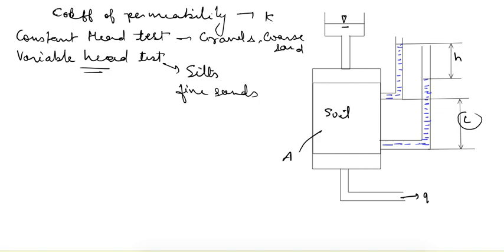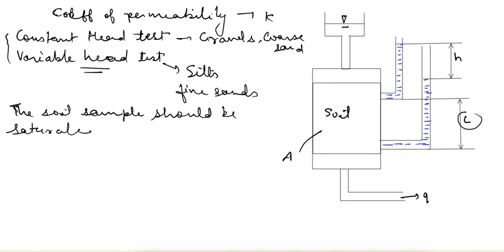A basic criterion to be fulfilled for both these tests is that the soil sample should be saturated. So it cannot be conducted for a partially saturated soil; the soil sample should be fully saturated for these tests. This becomes a limitation also, because in the field the soil may not be fully saturated everywhere. So the K value in the field will vary. It will not be the same as the value which we find in the lab. So this is the limitation of this test.